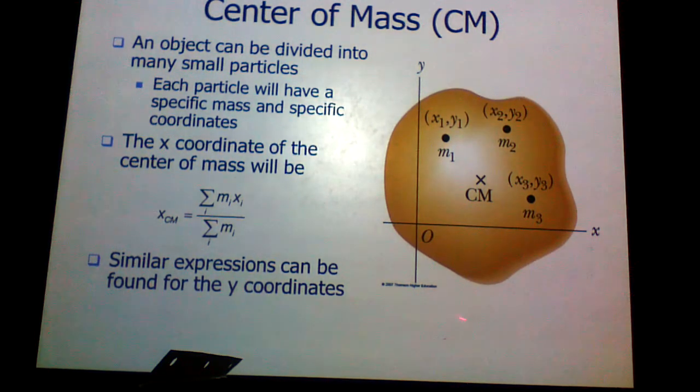kind of like what we have here. An object can then be divided into very small particles, and each particle will have its own mass and its own specific coordinate. We have talked about that before with center of mass, and we find that by taking the sum of the masses times their distances from that center of mass, over the total mass. And this is just the x component form. We can also write a similar expression for the y component. But that's what center of mass is.